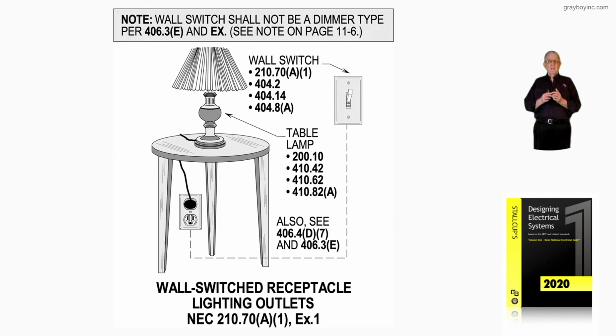We would not want to put a dimmer as a switch to that receptacle because you're not supposed to dim the receptacle. You're supposed to dim the light, not the receptacle. But if it's an assembly listed for such use, then that would be permissible by the NEC. So notice the wall switch, switching a lighting outlet, 210.70(A)(1), which would be the exception 1 applied in this case.